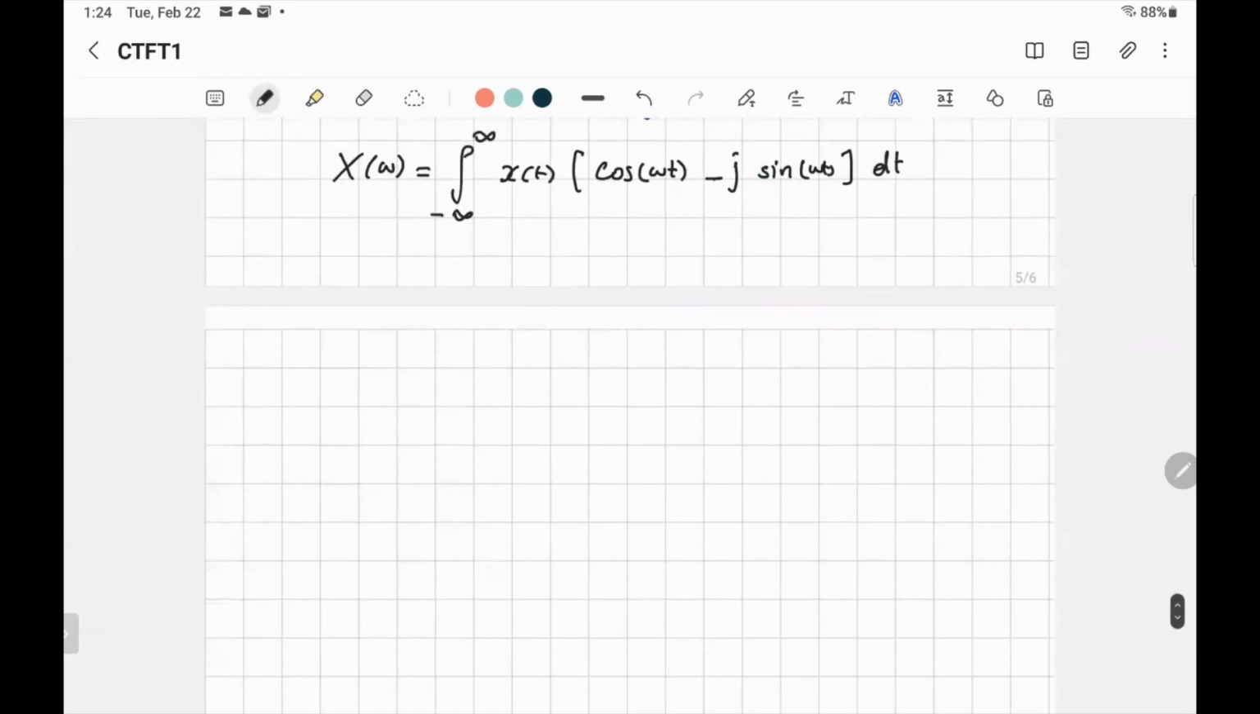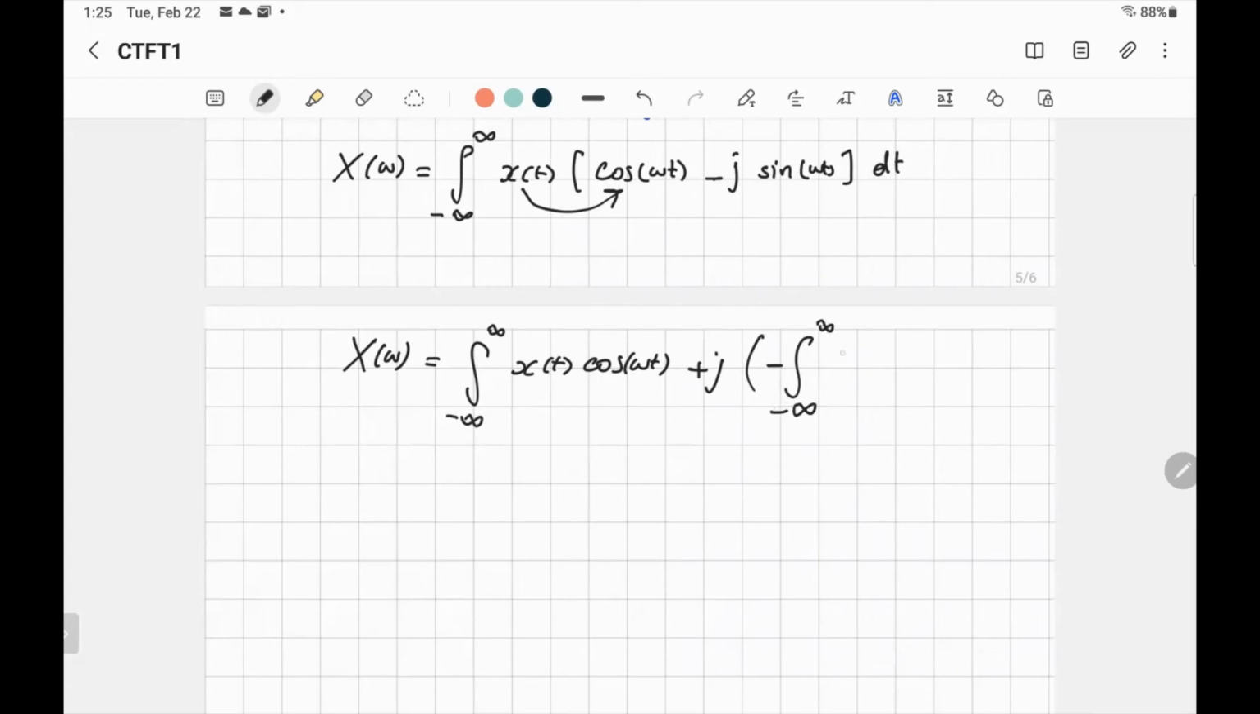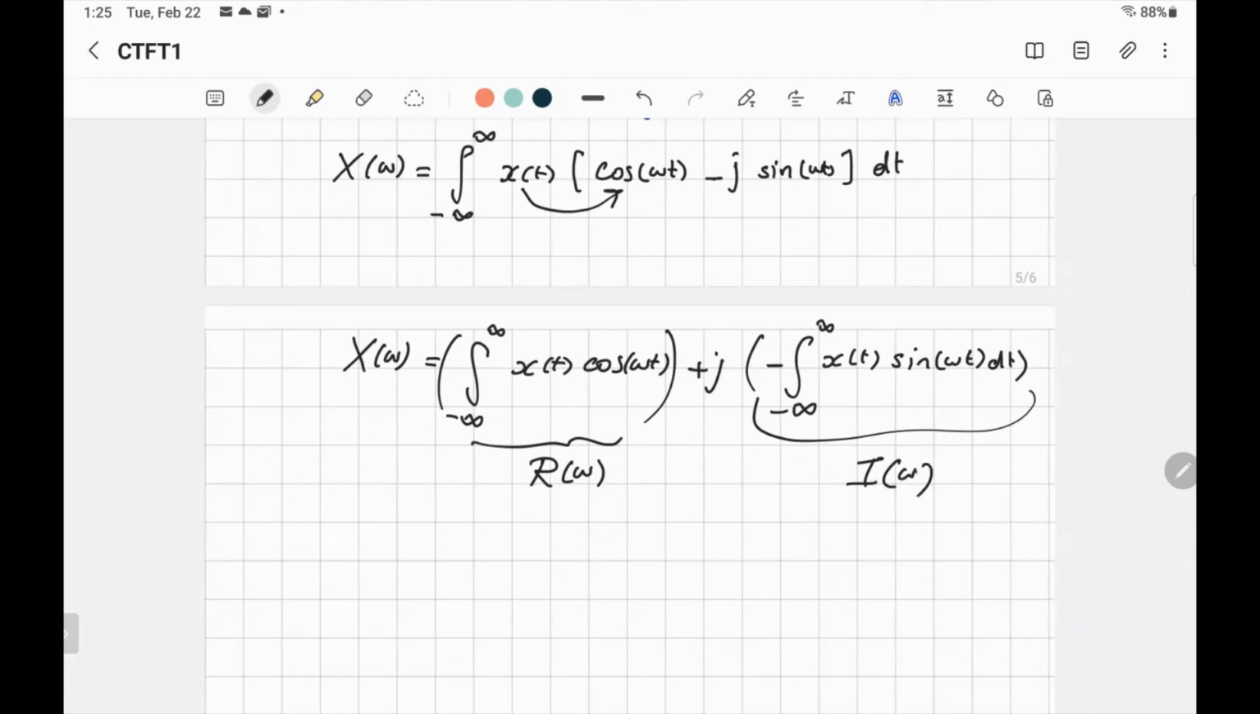All right. Now I will separate it into two parts. I will say then X of omega, I multiply x of t by the first one. What do I get? I get the integration of x of t cosine omega t, and I'd like to write plus j, and the other part will be minus the integration of x of t sine omega t dt. So I did now two parts: real part plus j times the imaginary part, right? So what about if I call this one R of omega. So R is equal to the integration of x of t times cosine. What about this part? I will call it the imaginary part, I of omega.